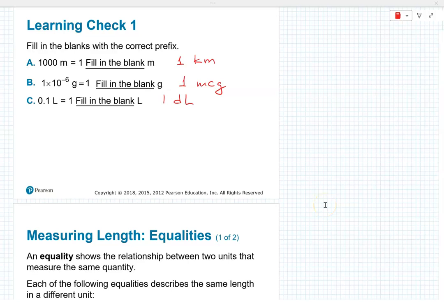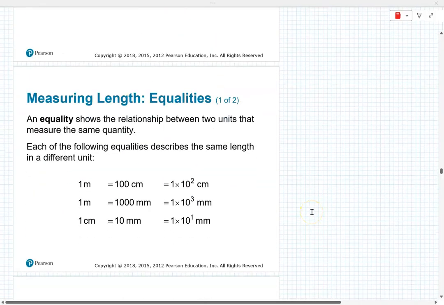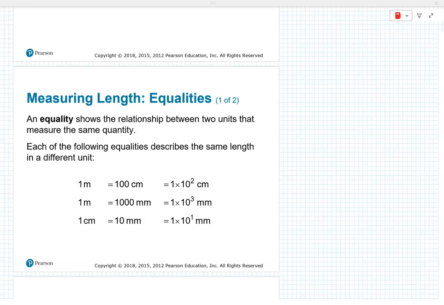So basically for today, we're going to finish chapter 2. I don't think it makes a lot of sense to start chapter 3, but we'll see how it goes when we spend a little bit more time on equalities. So, equality is the relationship between two units, okay?